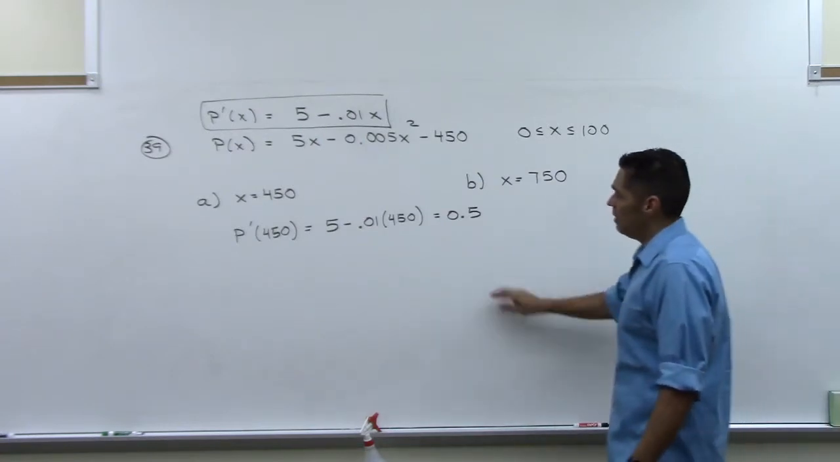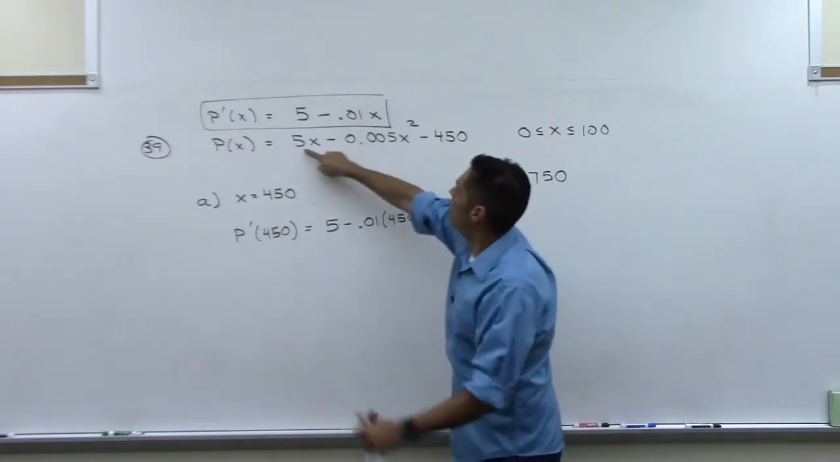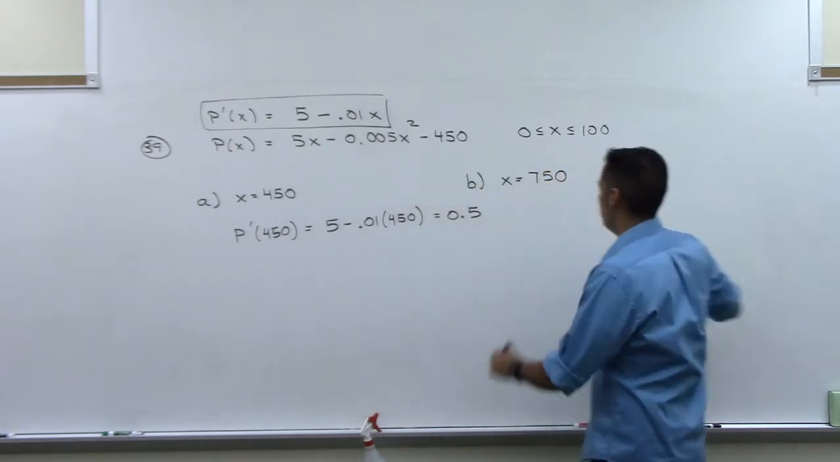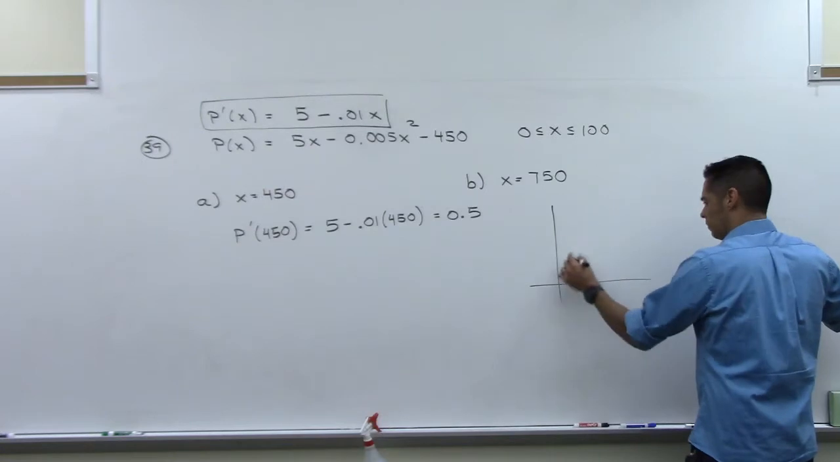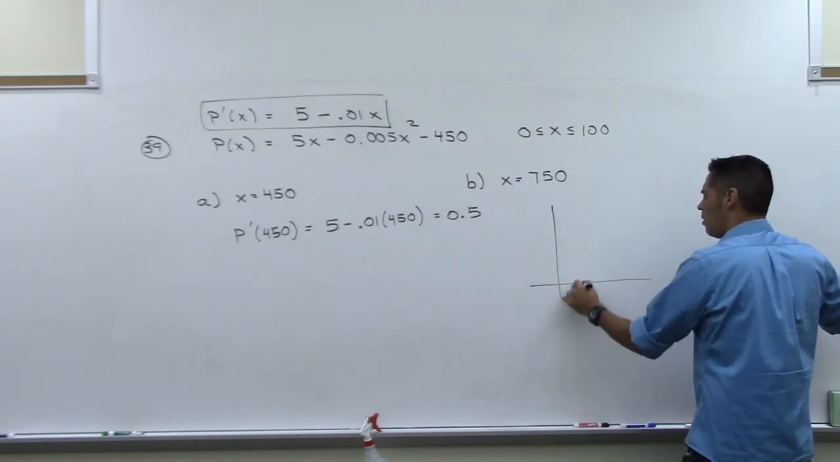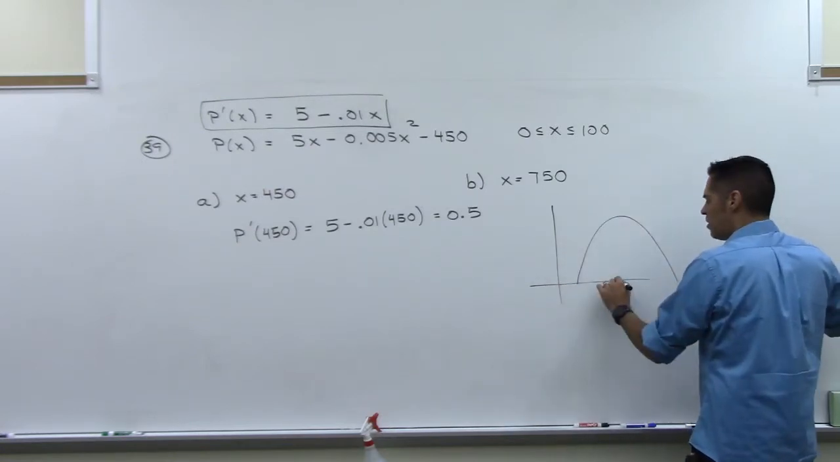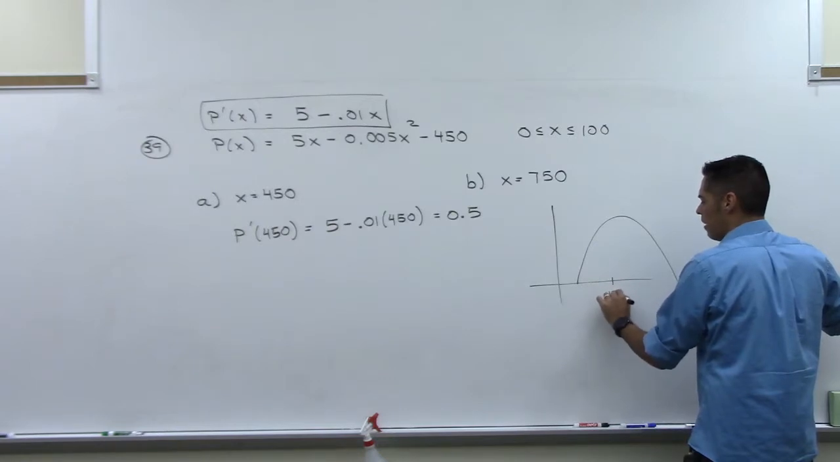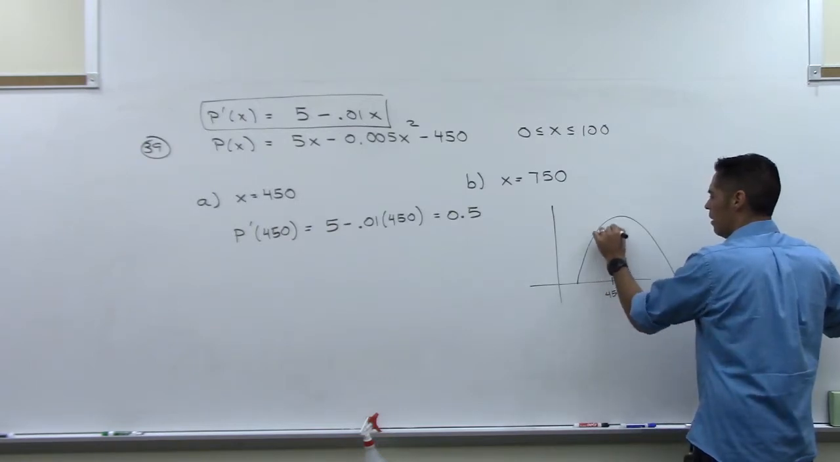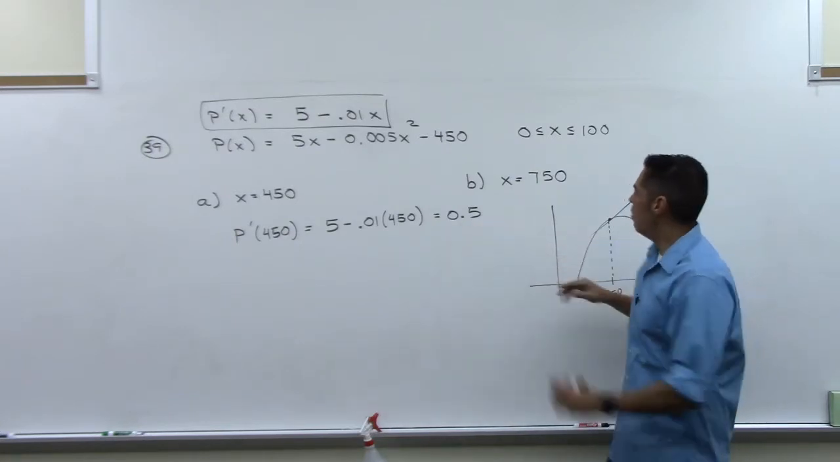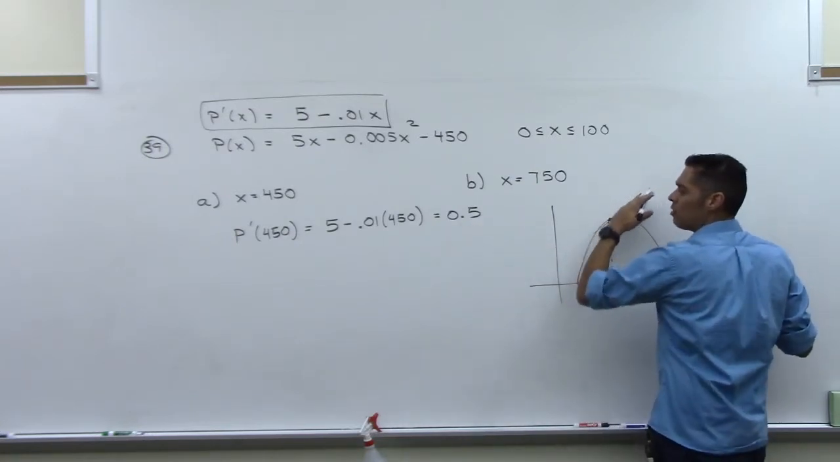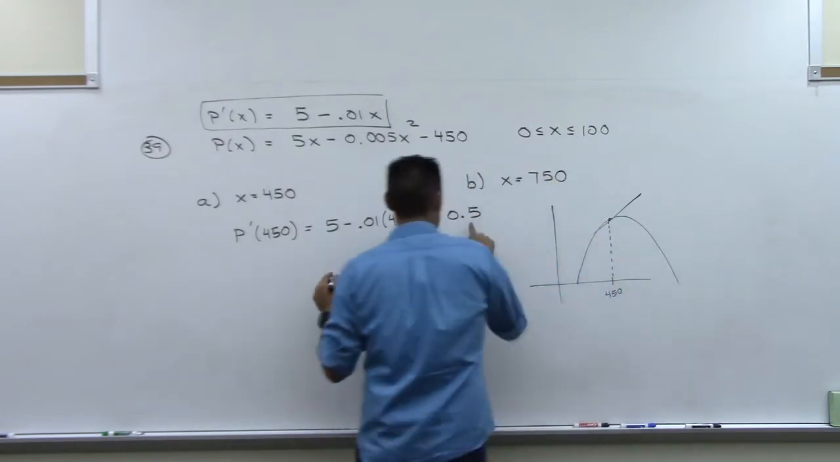It means that if we were to graph this profit function right here, again, it would be some sort of parabola, okay? And it says if we sell 450 DVDs, the slope of the tangent line is 0.5. What that means is that our profit is increasing, right? Because it's a positive number.